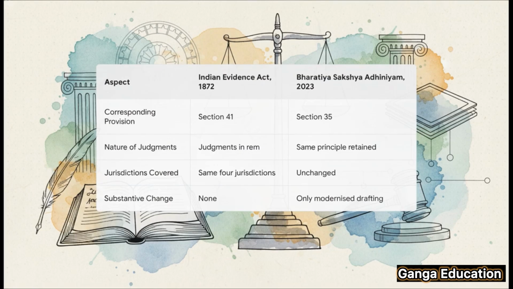So you might be thinking, is this a brand new idea in our law? The answer is no. This exact principle used to be in Section 41 of the Old Indian Evidence Act of 1872. As you can see from the table, there's no real change in the law itself. The core idea of judgments in rem and those 4 specific jurisdictions, they're exactly the same. All that's really changed is the section number and a bit of modern language. So if you knew Section 41, you already know Section 35.